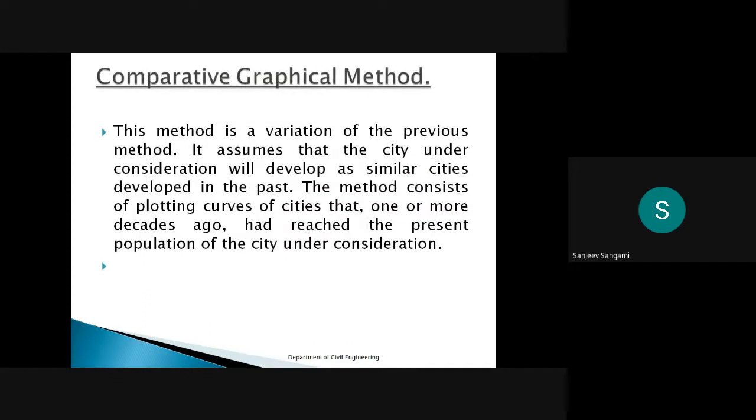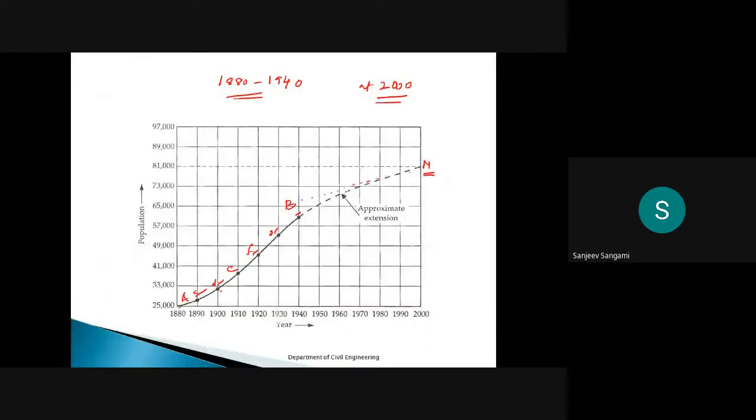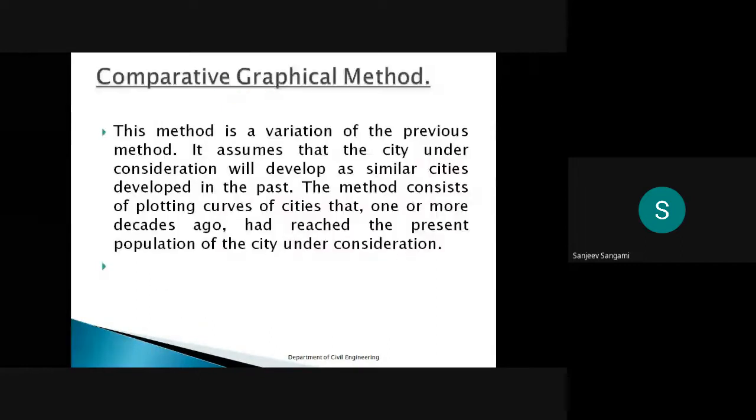Then we'll move on to the comparative graphical method. This is completely a variation of the previous method. Based on the previous data, we extended the line, that is, from A to B the data is available, and we extended from B to N. But this comparative graphical method is based on some cities which you already know. The growth of those cities we already know, and then we extend the lines of those graphs. Then how exactly will it be?